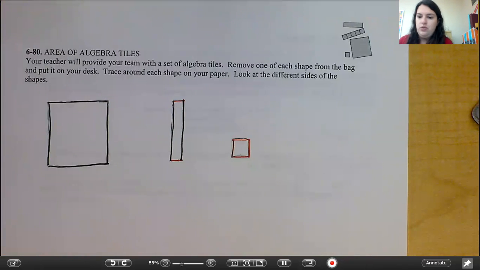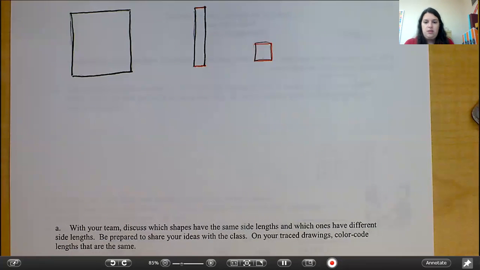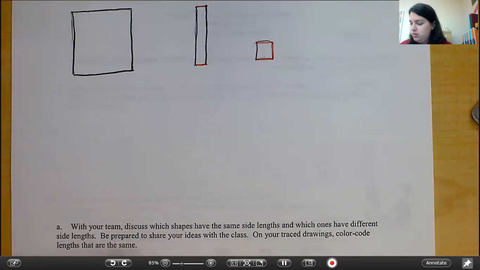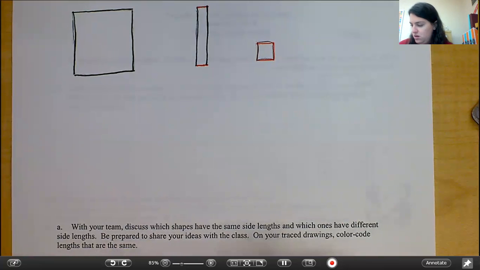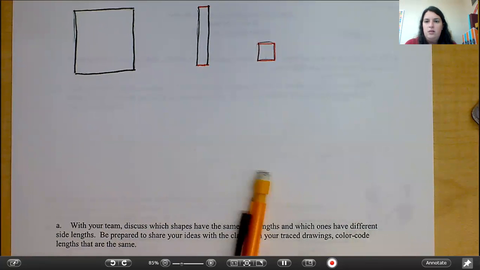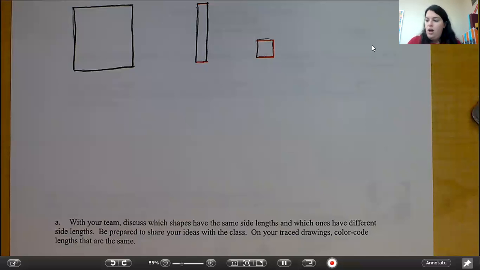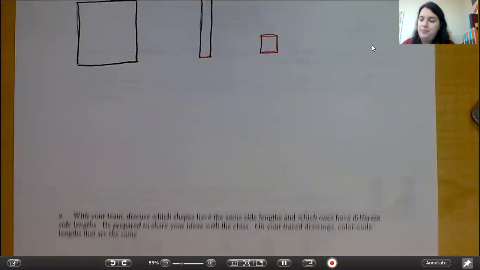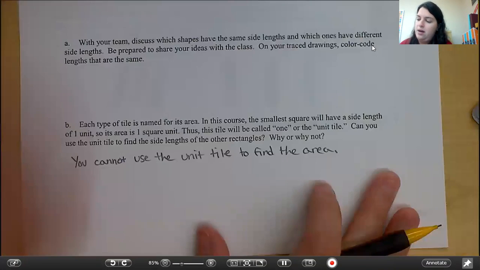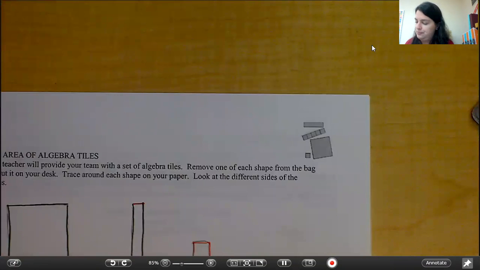Okay, so hopefully you came up with the idea that you cannot do this. To find the area. So for B, again, I'm just going to reiterate, you cannot use the unit tile to find the area. So looking at part C.